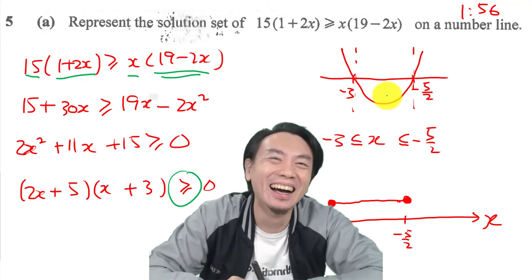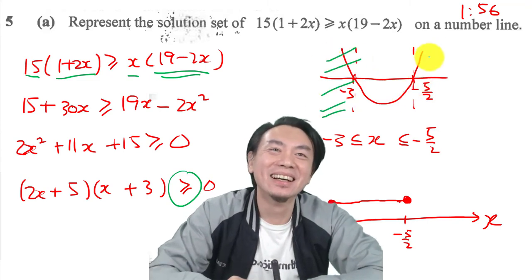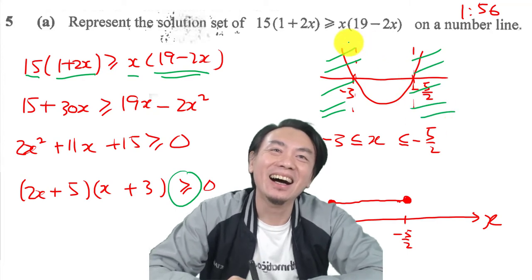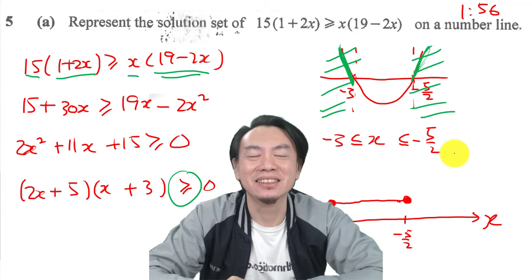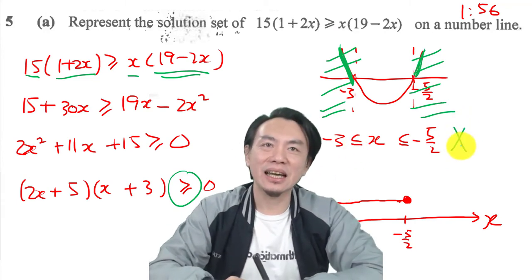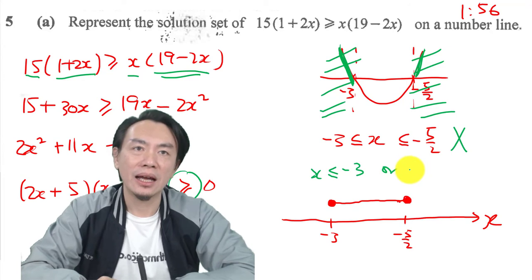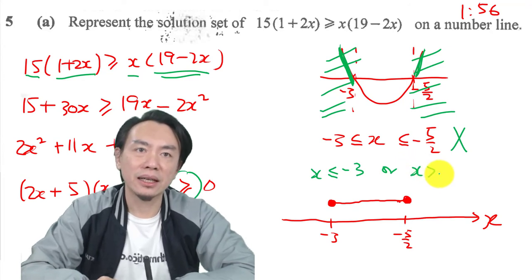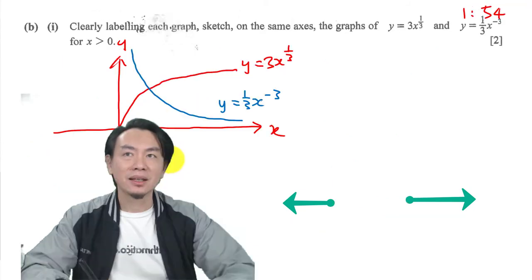Sorry. It should have been this side, isn't it? Why? This is the easiest question. Okay, so the answer is actually x is less than or equal to negative 3, or x is greater than or equal to negative 5 over 2. Yeah, just represent it on a number line.